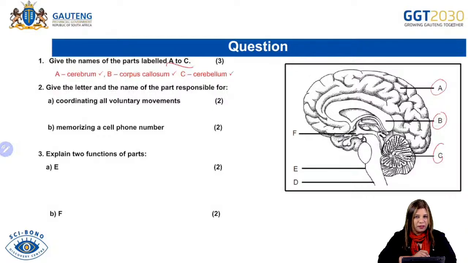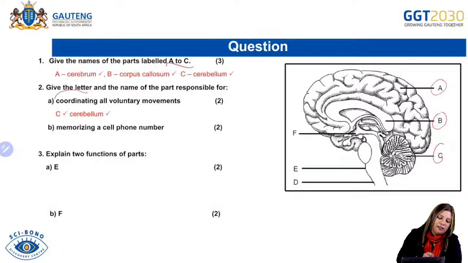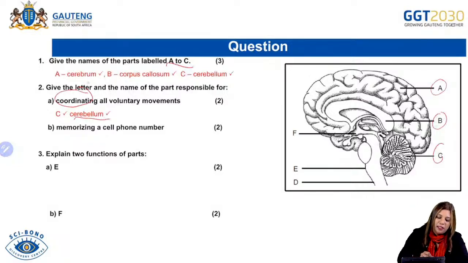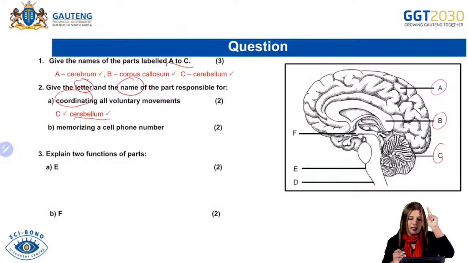Now, when you first look at this question, you're going to think, oh, it's definitely the cerebellum, because it has the word voluntary movements. But the answer is, I would have thought that it would be the cerebrum, but when I saw the word coordinating, I remembered that the cerebellum is responsible for coordinating it. And we need to also look at the question. It says, give the letter and the name. Give the letter and the name.